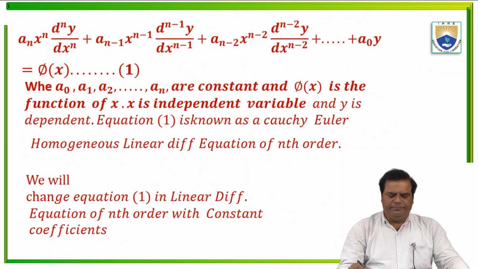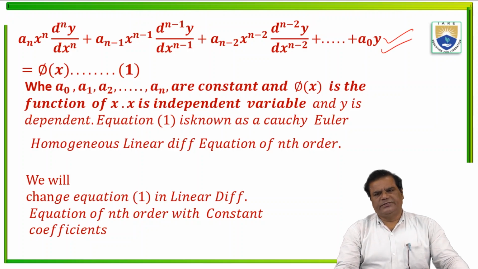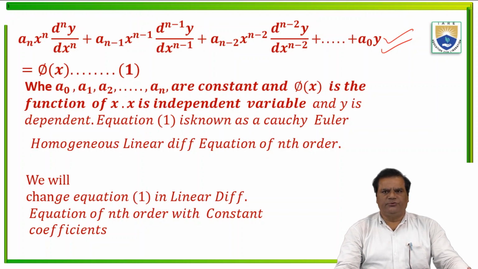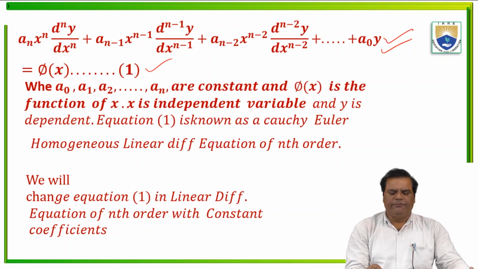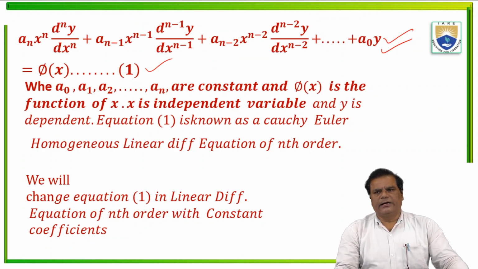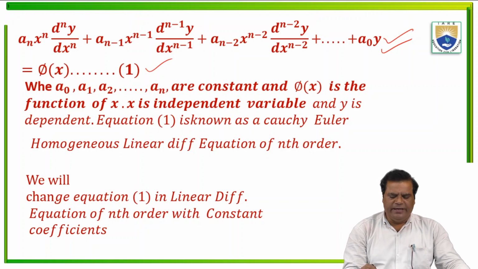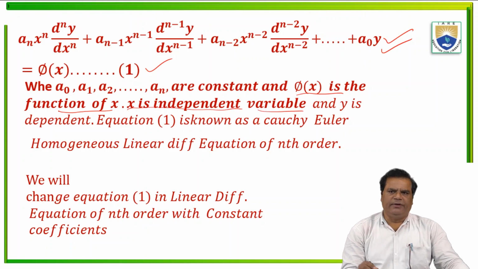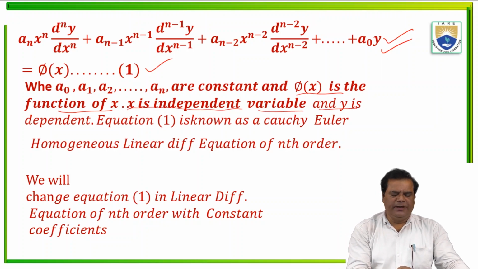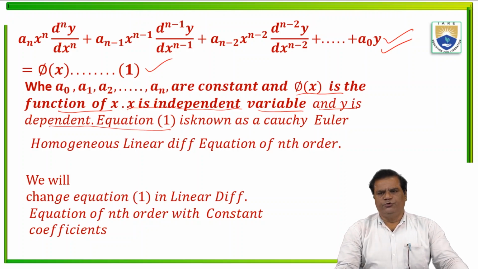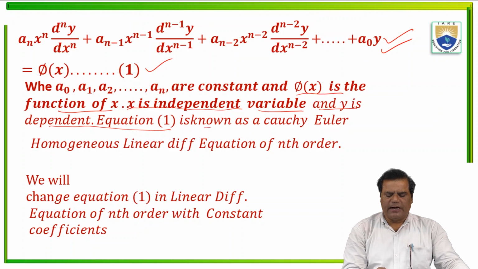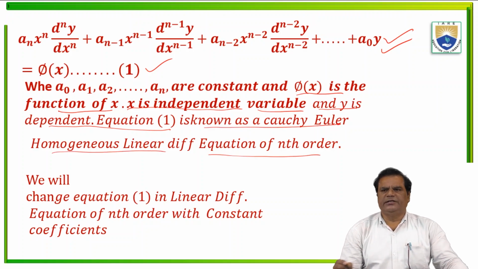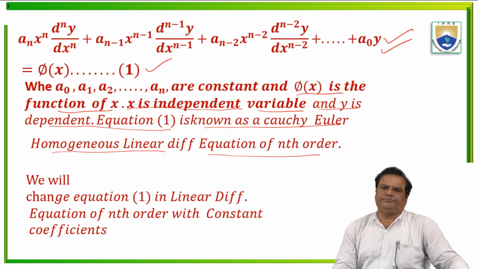Now we write the same differential equation again. This is the Cauchy Euler homogeneous linear differential equation, equation 1. In this equation a0, a1, a2, up to an are all constants, and phi x is some function of x. Here x is the independent variable and y is the dependent variable. Equation 1 is known as the Cauchy Euler homogeneous differential equation of nth order.